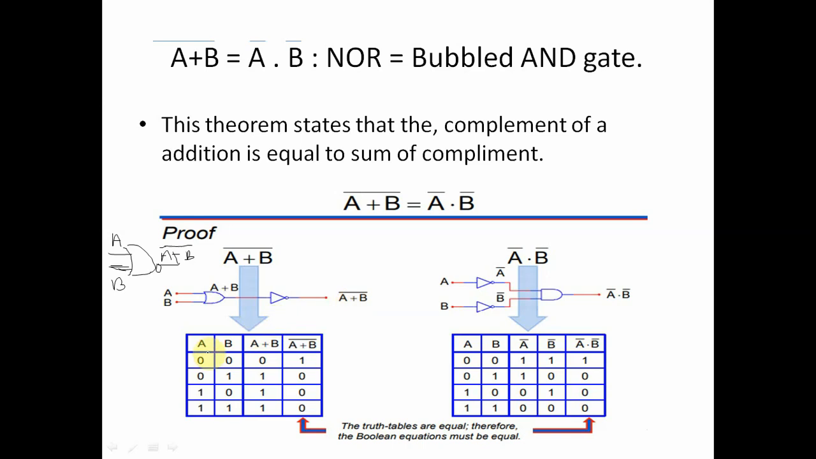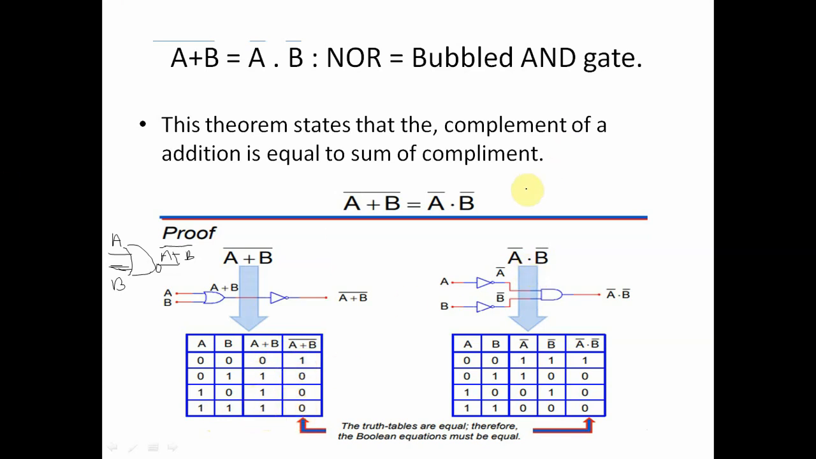Here two inputs are present. So how many conditions are present here? Four conditions are present. Which ones? 0 0, 0 1, 1 0, 1 1. So A plus B is 0 plus 0 is 0, 0 plus 1 is 1, 1 plus 0 is 1, and 1 plus 1 is 1. So the final answer is the complement. So 0 is converted into 1 and these three ones are converted into three zeros.